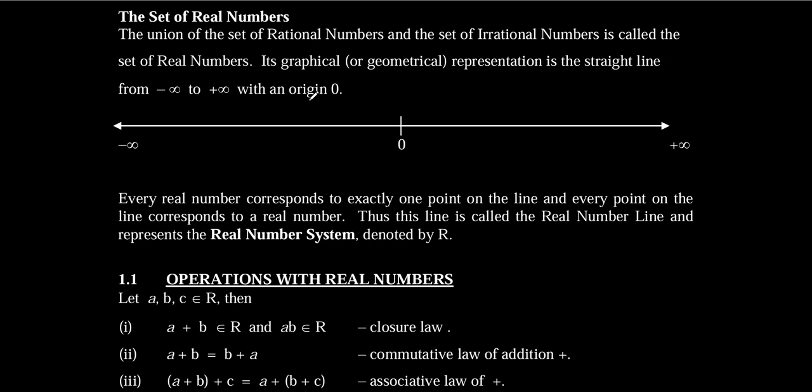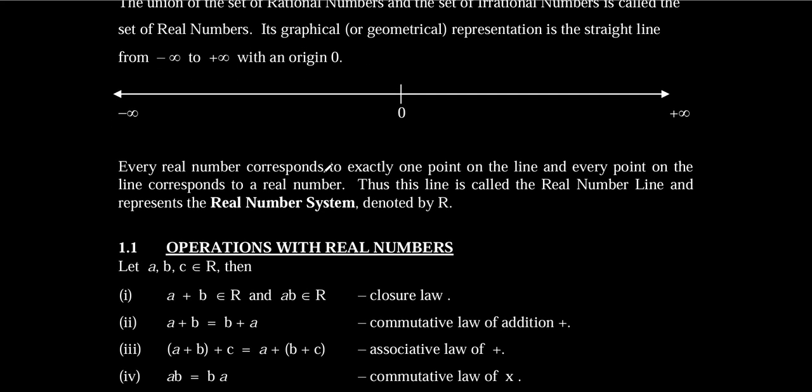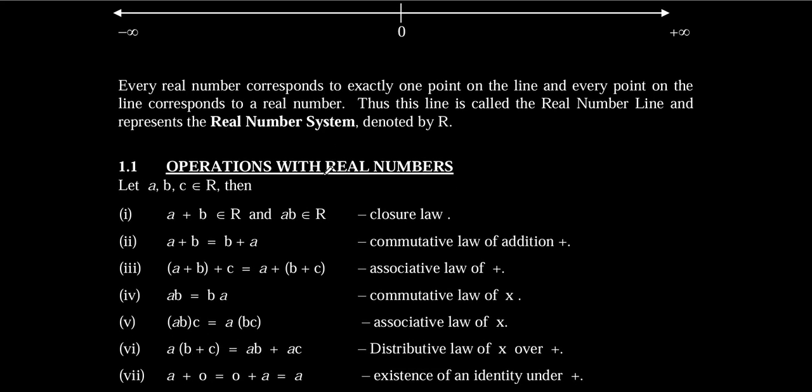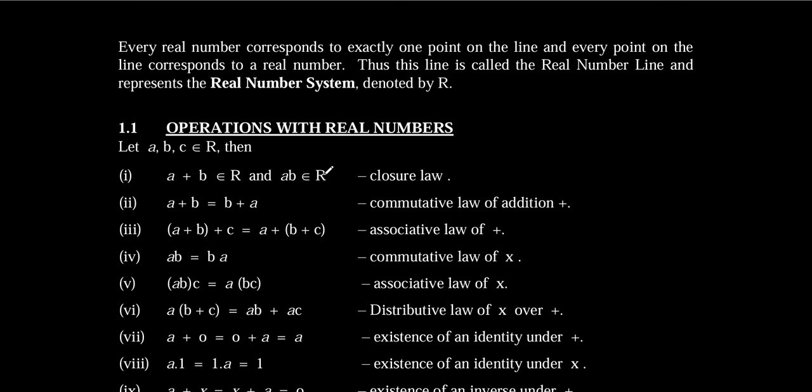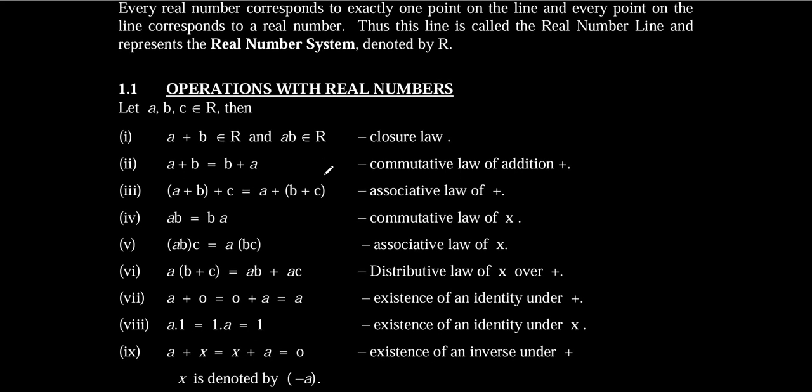And relax, in a minute, you will know why they are called real numbers, right? Every real number corresponds to exactly 1 point on the line, right? And every point on the line corresponds to a real number, right? Now, this is called the real number system, and you will know later. So the operations with real numbers, which you can verify: the closure law.